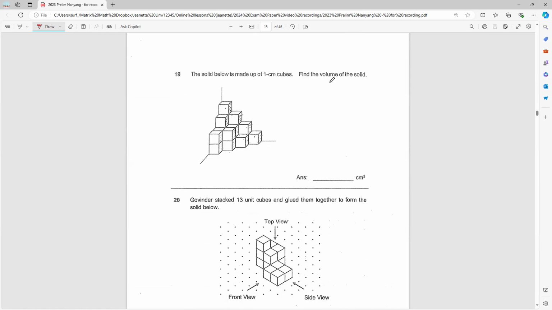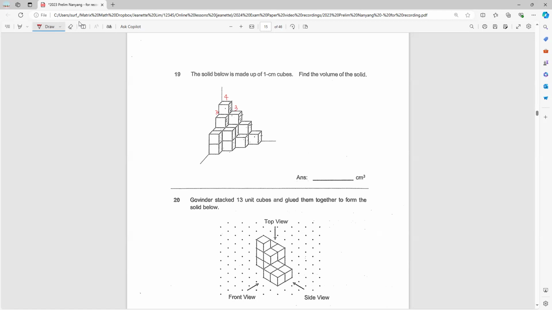Question 19, find the volume of the solid. Okay, how we're gonna count this systematically. Let's start off with the tallest column. How tall is the tallest column? The tallest one is 4 cubes high, so this is a 4. Second layer, 3 cubes high. Then the next layer, so if it's 3 cubes high, I write down 3. So I know that I need to add 3 2 times.